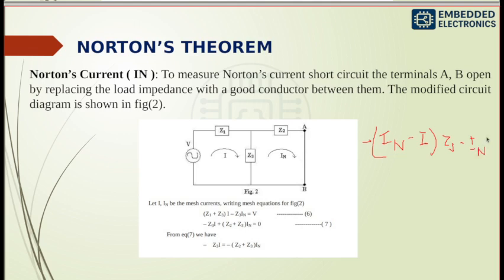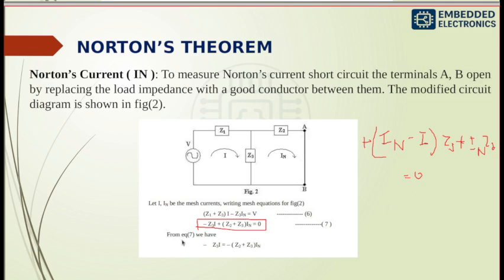Why 0? Because there are no other components or impedance present here, right? So now move this to the right side, then it will become positive. Now we need to simplify this equation, then we will get the value. Then we will get this equation.